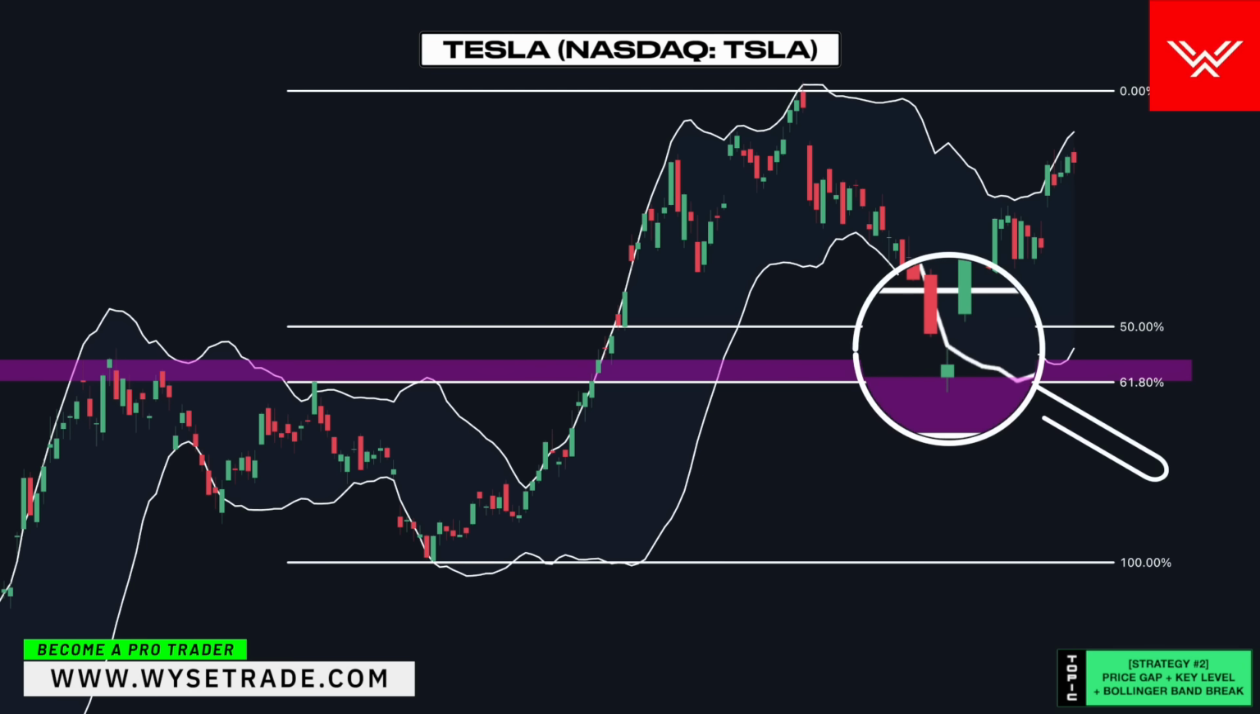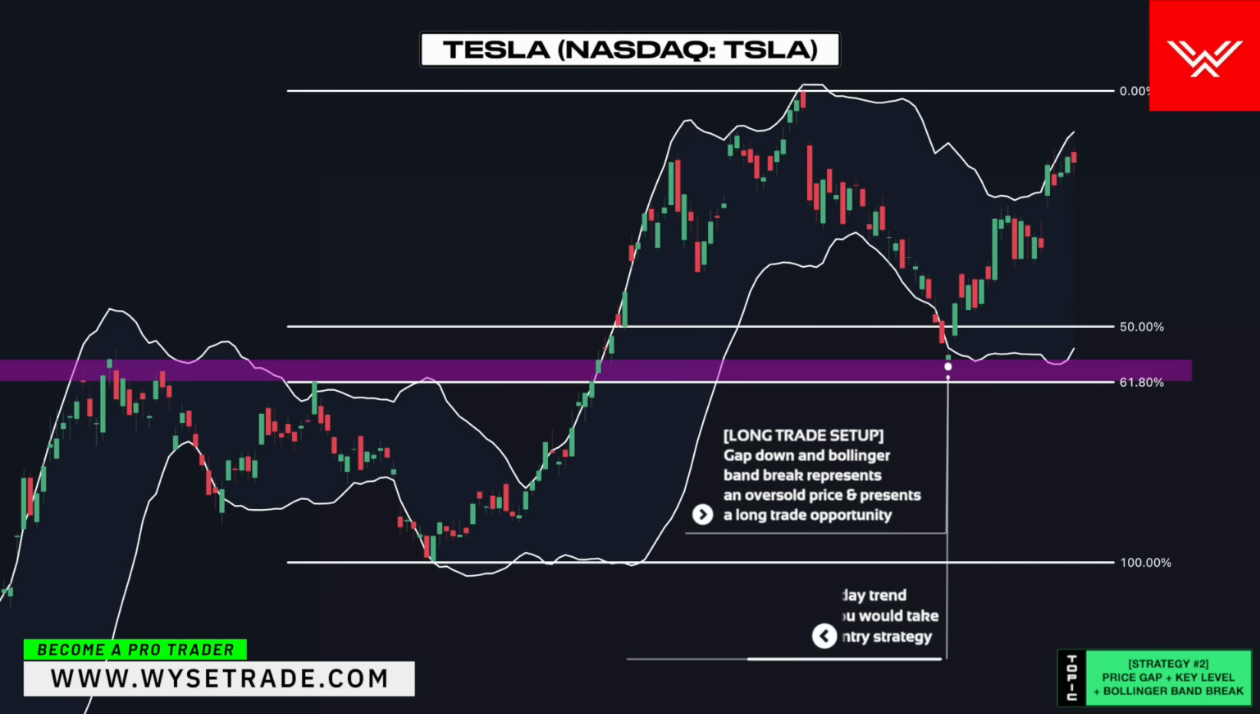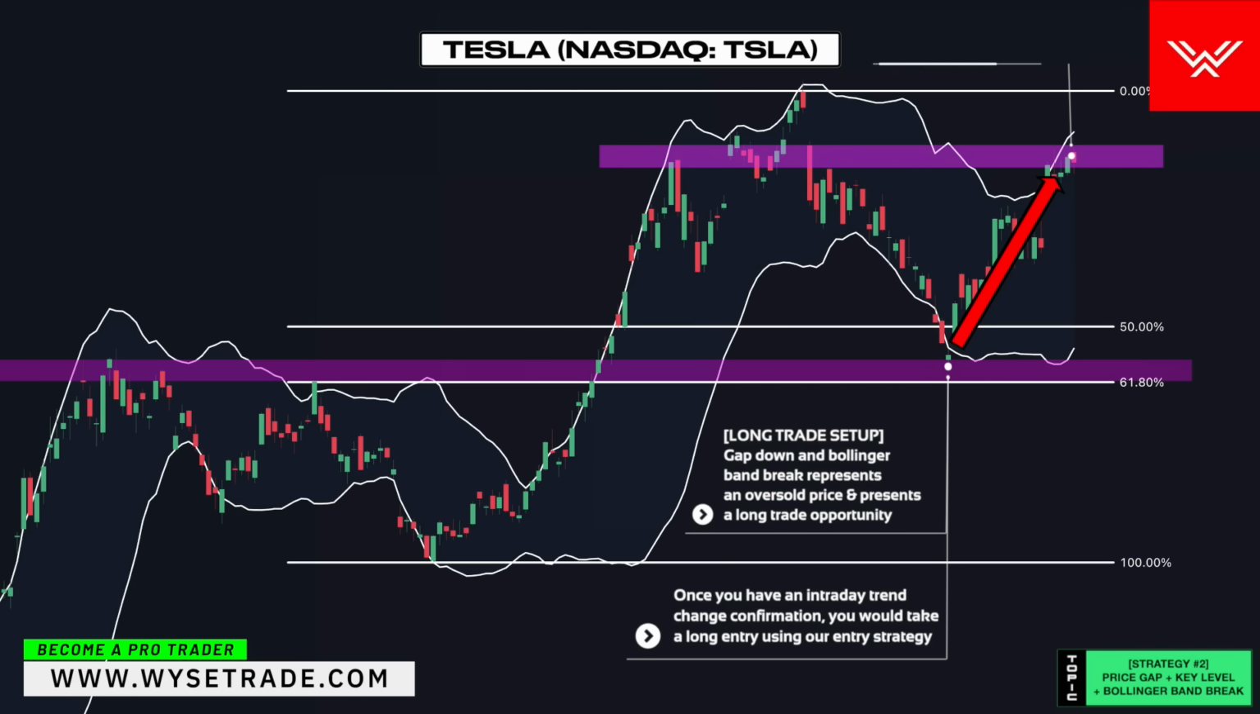Price then gaps down into the zone and breaks outside of the Bollinger Band, representing an oversold price and presents a long trade opportunity. Once you have an intraday trend change confirmation, you would take a long entry using our entry strategy. Your target one is this reversal point here.